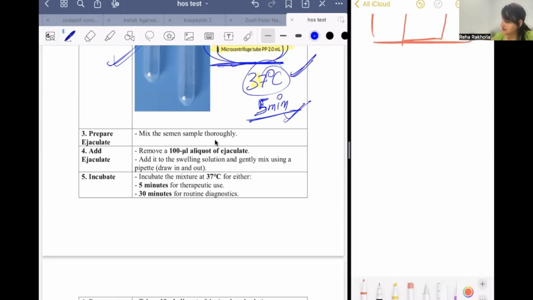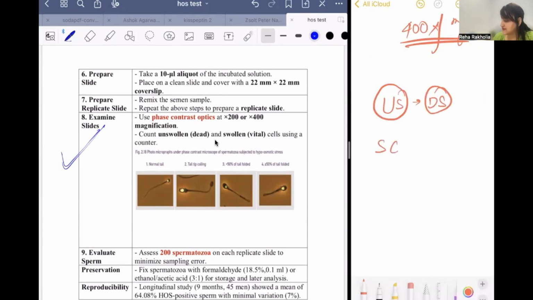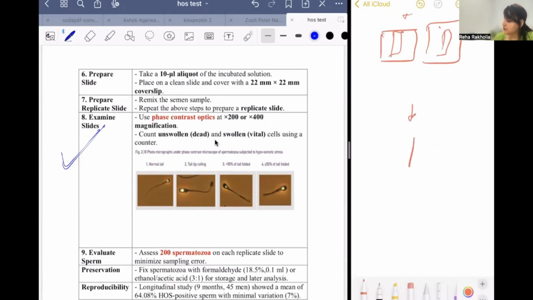Now we have to examine the slide. We use a phase contrast microscope at 200x or 400x magnification. We look for unswollen sperm, meaning dead sperm with damaged membrane, and swollen sperm, meaning live sperm with intact membrane. We have to count at least 200 sperm per slide using a counter for precision, on both slides. The swelling appears as coiling or folding of the sperm tail, which indicates live sperm.